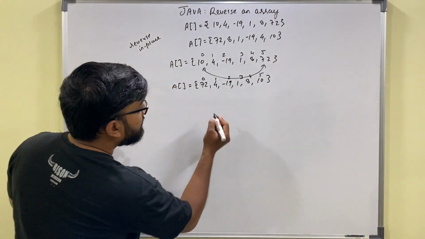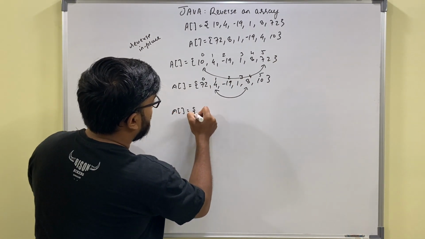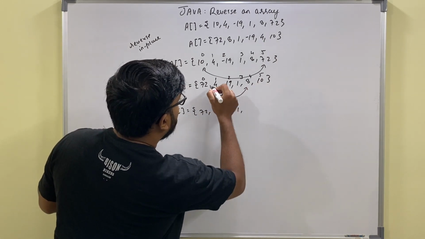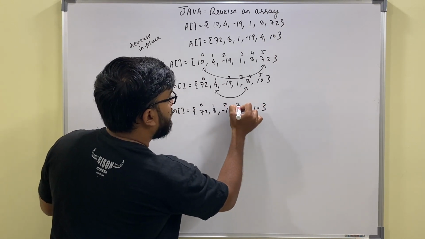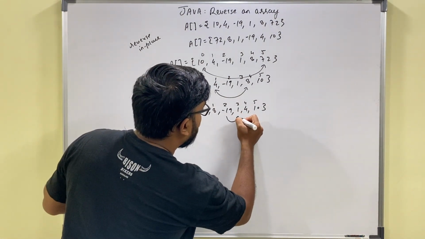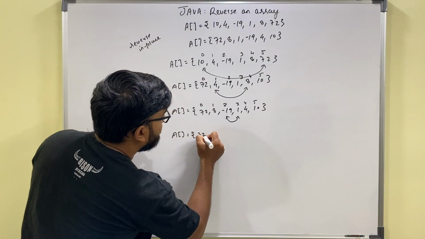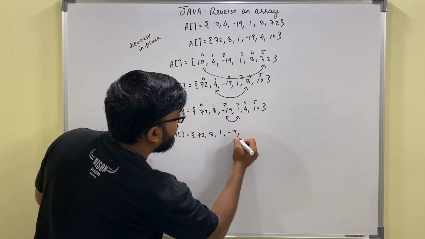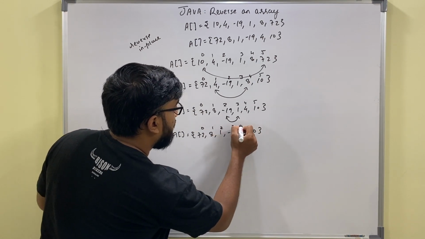In the next iteration, I swap values at index 1 and 4. So now my A becomes 72, 8 comes at index 1, minus 19 remains same, 1 remains same, 4 comes at index 4 and I have 10 at index 5. In the next iteration, I swap values at index 2 and 3. So my array A becomes: value at index 0 remains same, index 1 remains same, 1 comes at index 2, minus 19 goes at index 3, value at index 4 remains same, value at index 5 remains same.